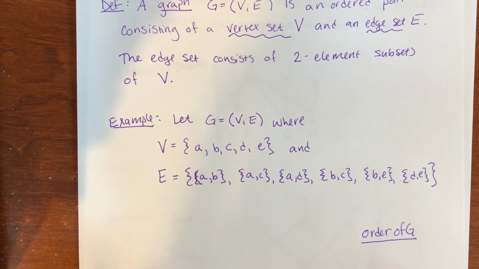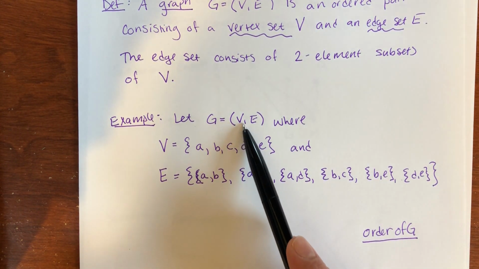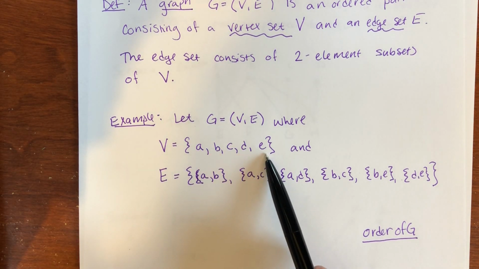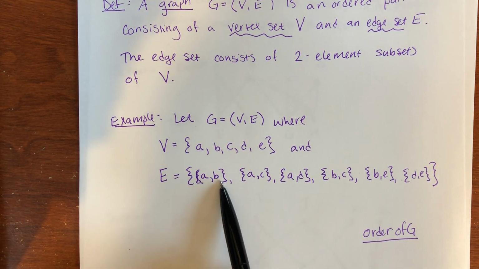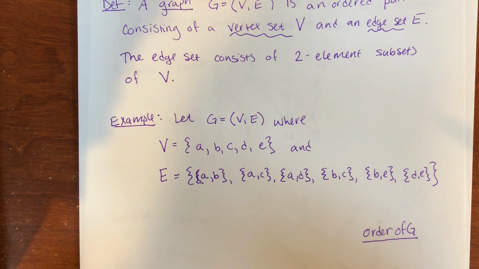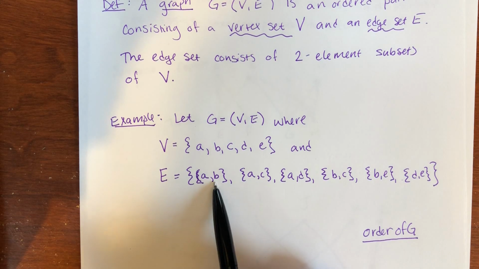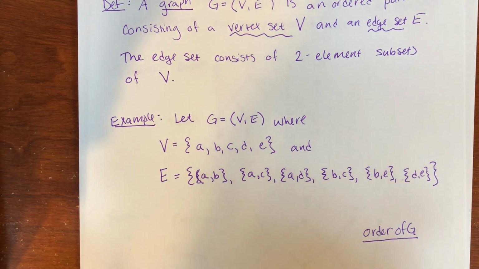I'm going to give you an example and say that the graph G consists of the vertex set V, which has elements A, B, C, D, and E in it, and the edge set E, and that edge set needs to consist of two element subsets of the vertex set. It doesn't need to be all two element subsets, it just needs to be some of them. So for example, we have AB, AC, AD, BC, BE, and DE.